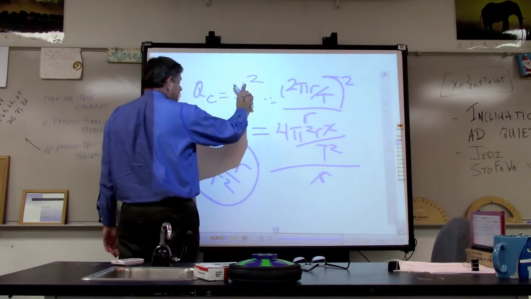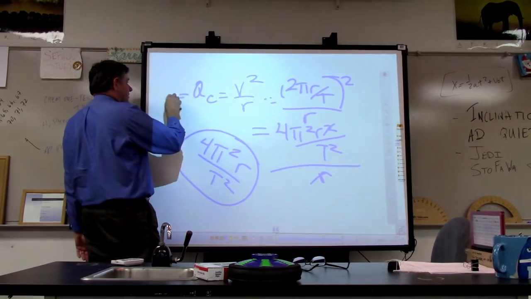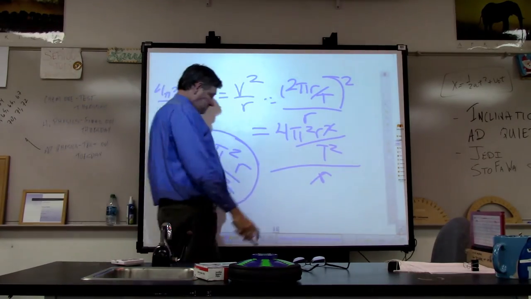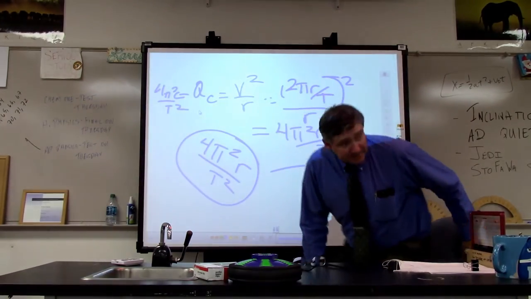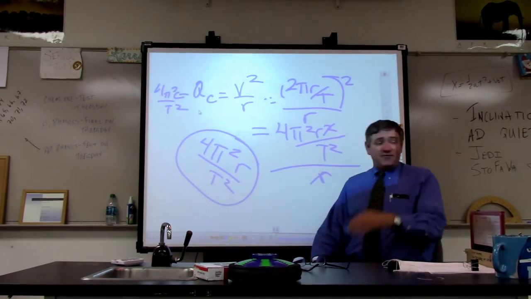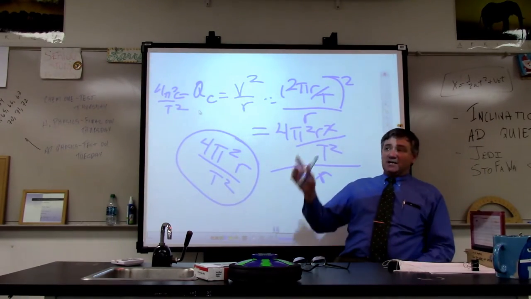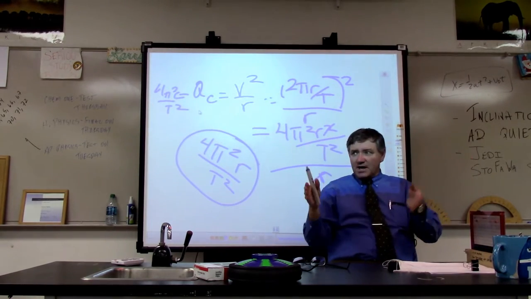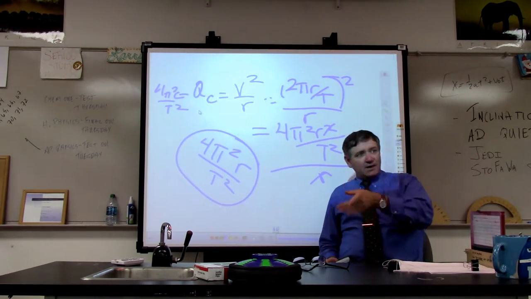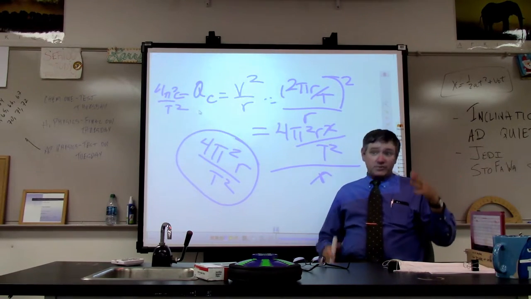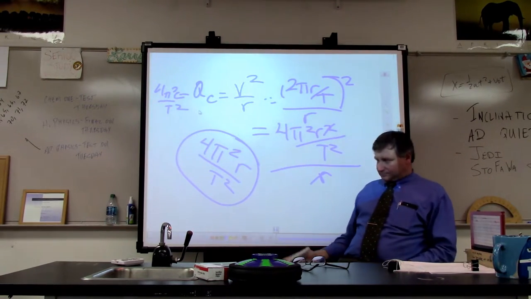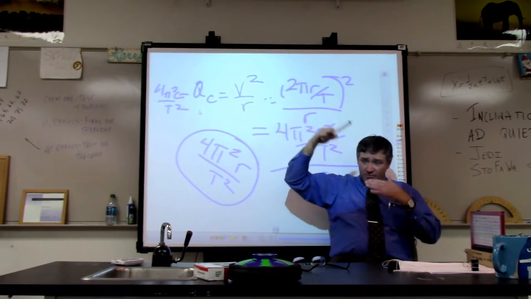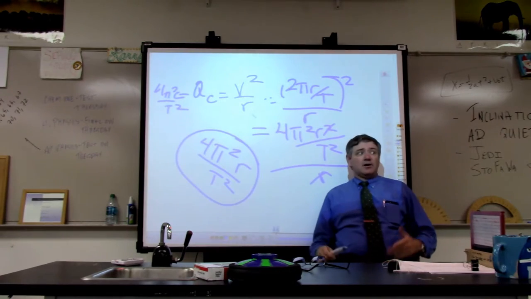So you can either have centripetal acceleration equals v squared over r, or you can have 4 pi squared r over t squared. It's the exact same thing, if you don't have the velocity. So let's say you're out in the parking lot driving around in a circle, and your speedometer is reading 20 meters per second. That's your speed. You measure the radius of the circle. There's your r.